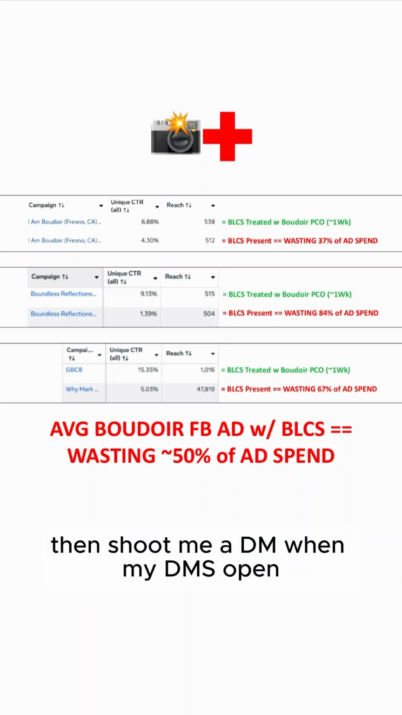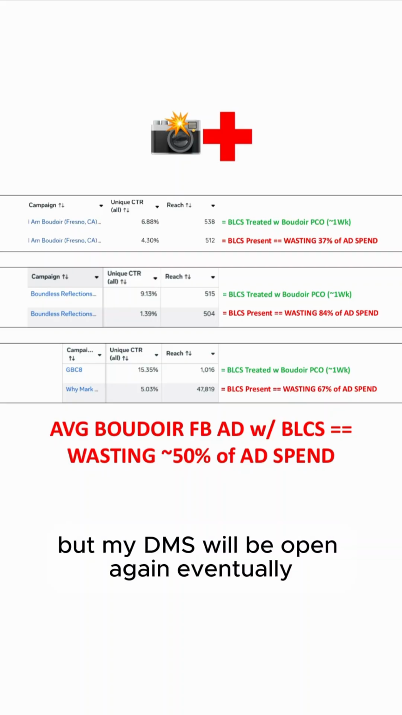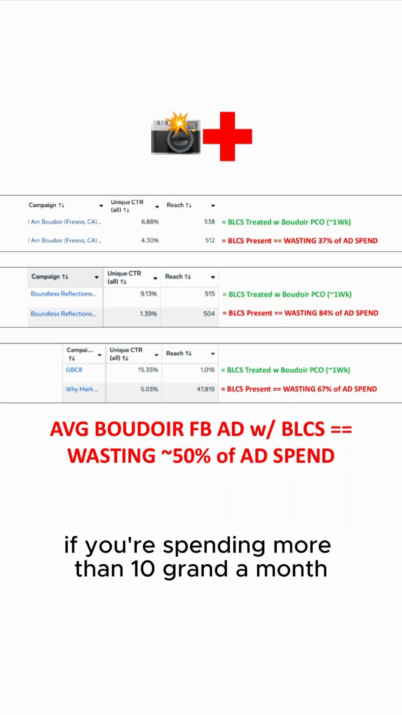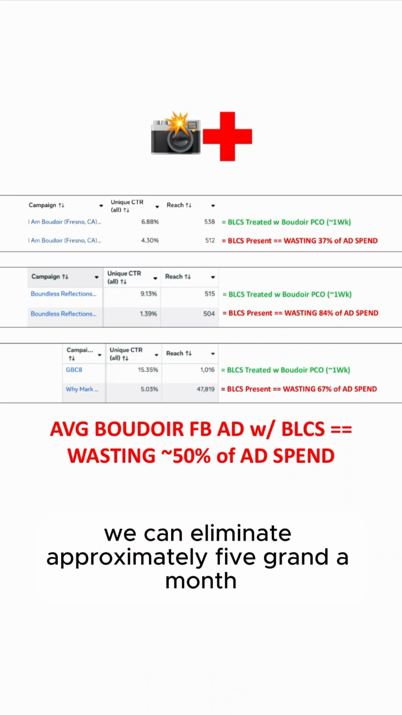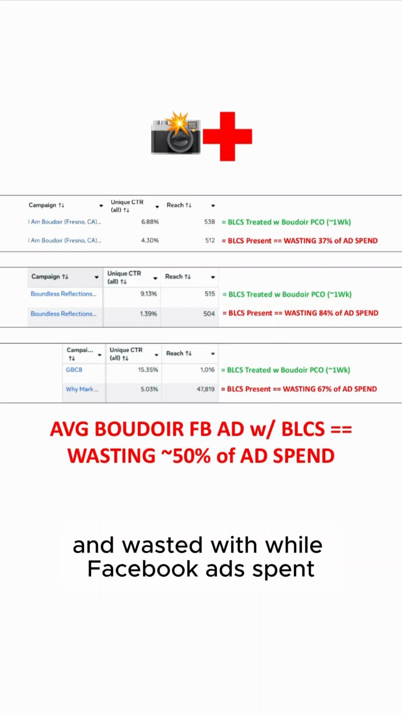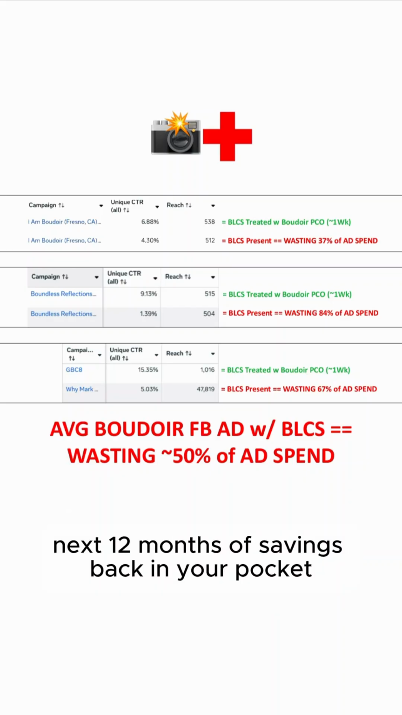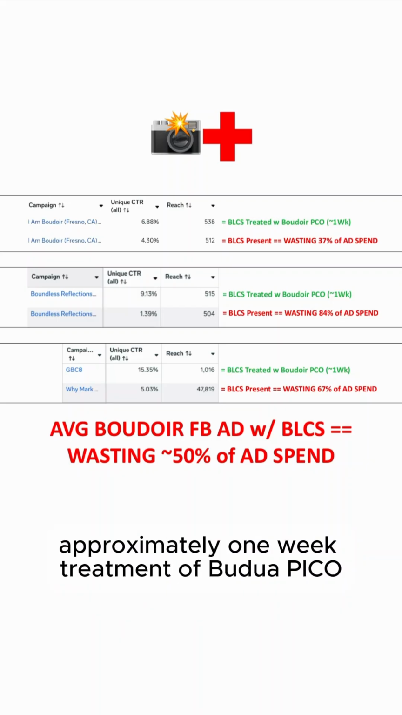Then shoot me a DM when my DMs open, when I open for new patient intake. My DMs are closed right now, but my DMs will be open again eventually. And on average, if you're spending more than 10 grand a month, we can eliminate approximately 5 grand a month in wasted boudoir Facebook ad spend. That'd be approximately 60 grand in savings over the next 12 months back in your pocket, for simply approximately 1 week treatment of Boudoir Pico.